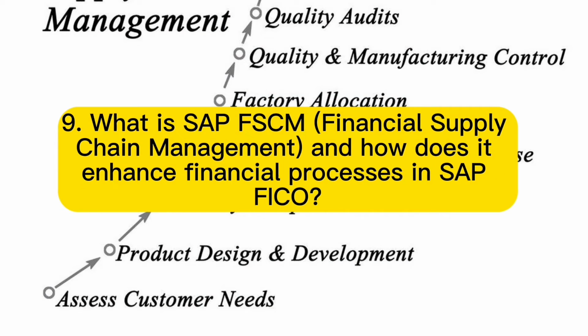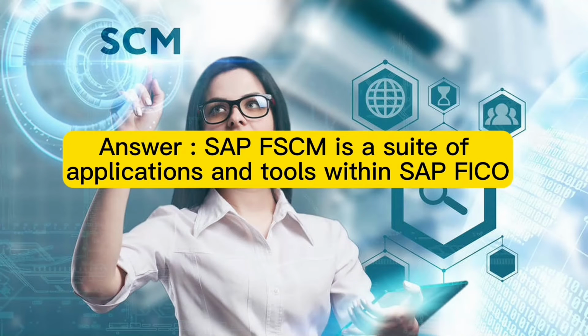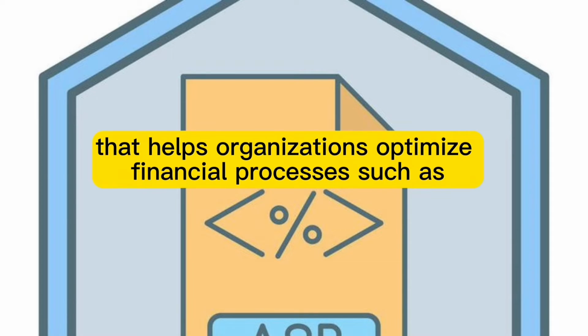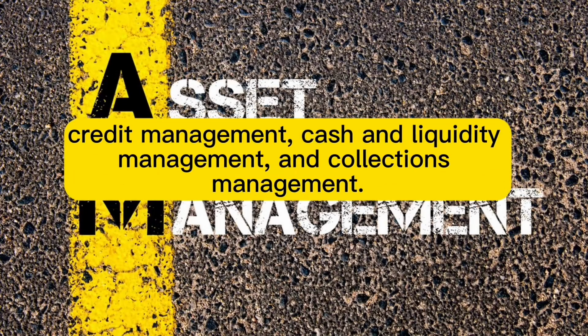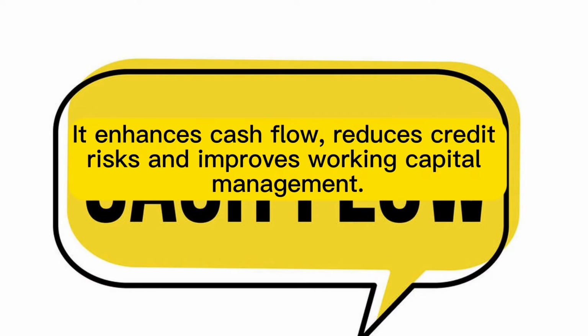9. What is SAP FSCM, Financial Supply Chain Management, and how does it enhance financial processes in SAP FICO? Answer: SAP FSCM is a suite of applications and tools within SAP FICO that helps organizations optimize financial processes such as credit management, cash and liquidity management, and collections management. It enhances cash flow, reduces credit risks, and improves working capital management.